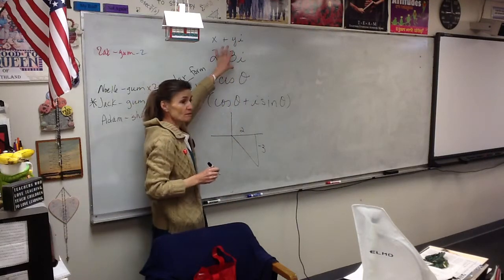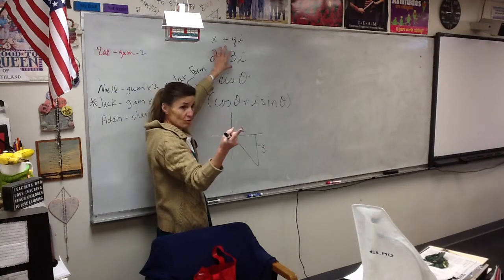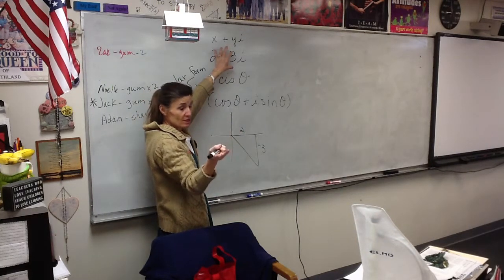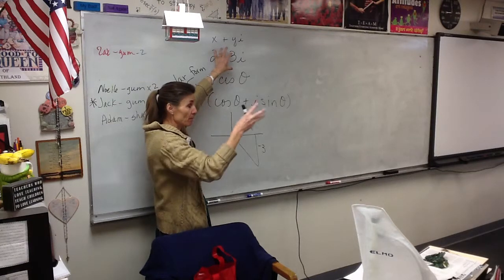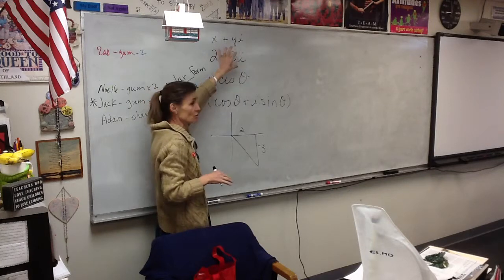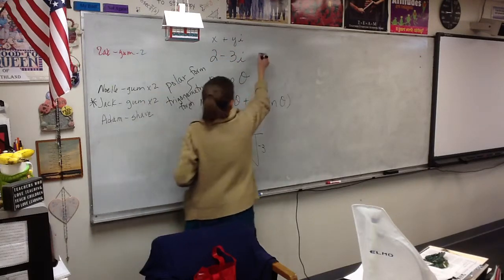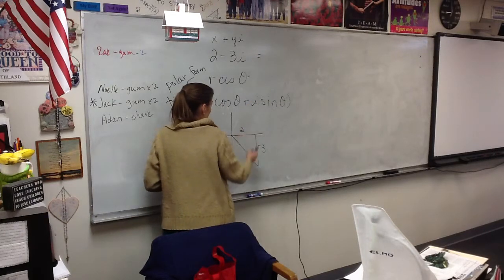What do we call a number in this form? What's this form called? Standard? Cartesian? Complex? Rectangular. All those words describe this. Okay. All right, so what's my radius? 13.